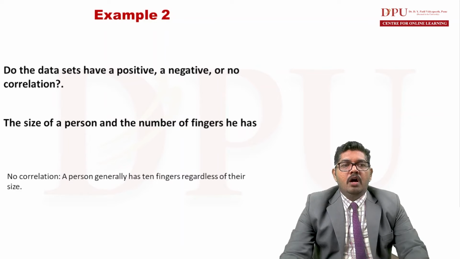Example 2, again: the size of the person and the number of fingers he has. So there is no correlation. A person generally has 10 fingers regardless of their size, and therefore there is no correlation, neither positive nor negative.